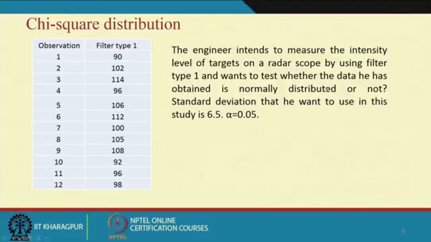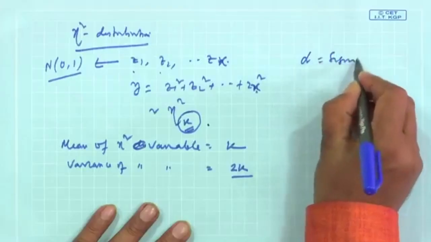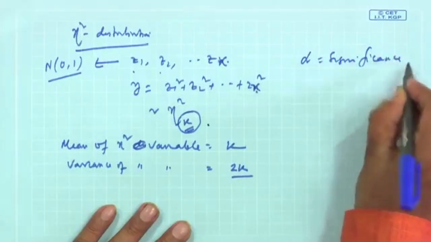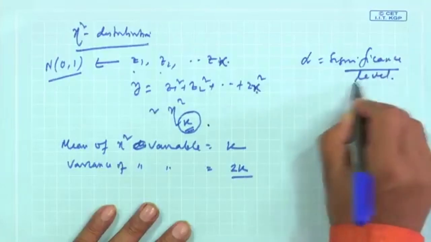Suppose you want to know whether the data is coming from a normal distribution, a normally distributed population, or not. And suppose you know the standard deviation is 6.5. Use alpha equal to 0.05. Alpha is the significance level. We will discuss what the significance level is in hypothesis testing in more detail.